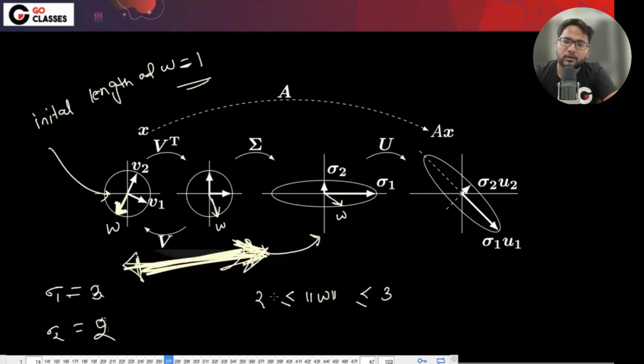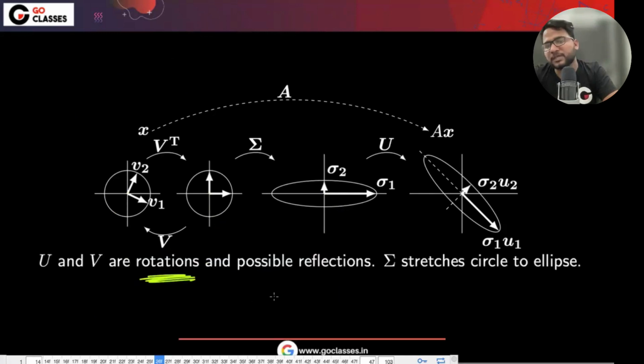Cool. So basically, from this picture, it is very clear that U and V just rotate and don't change length, and sigma is something which changes the length. How much does it change? The maximum it can change is by the maximum singular value, and the minimum it will change is by the minimum singular value, right?